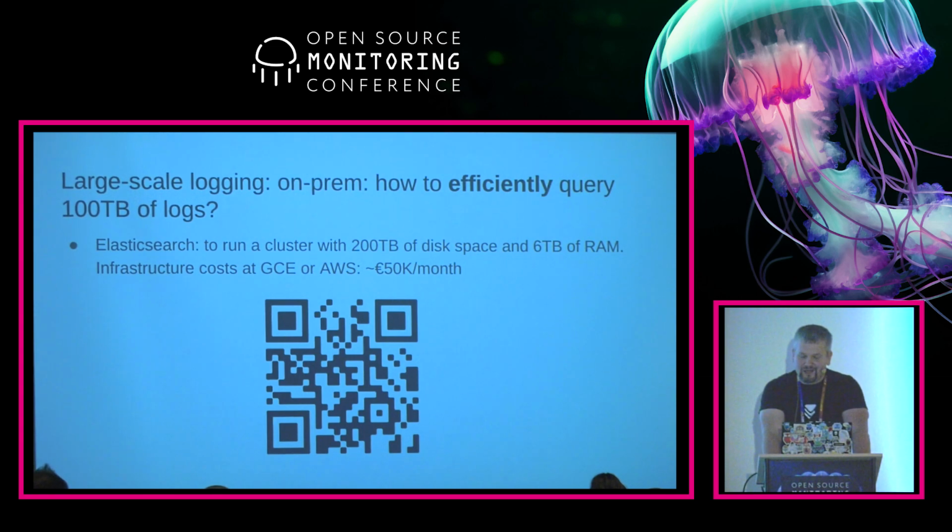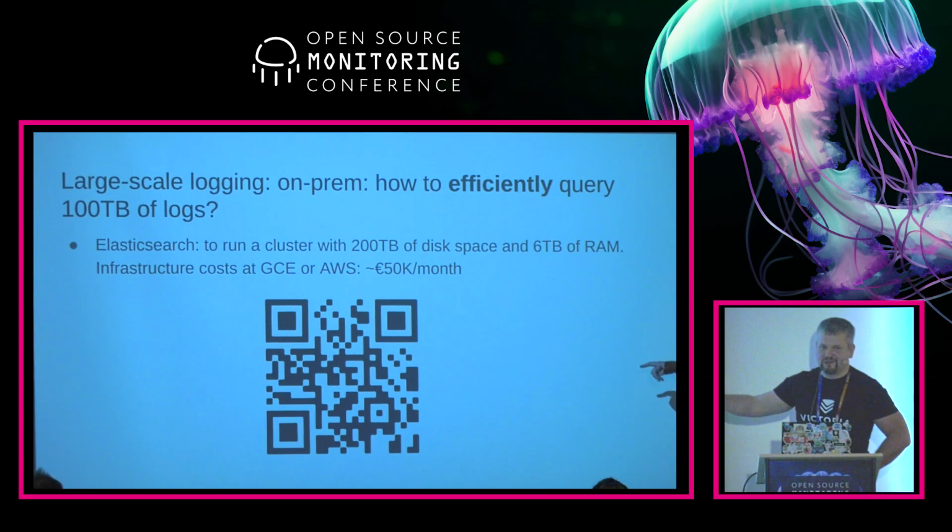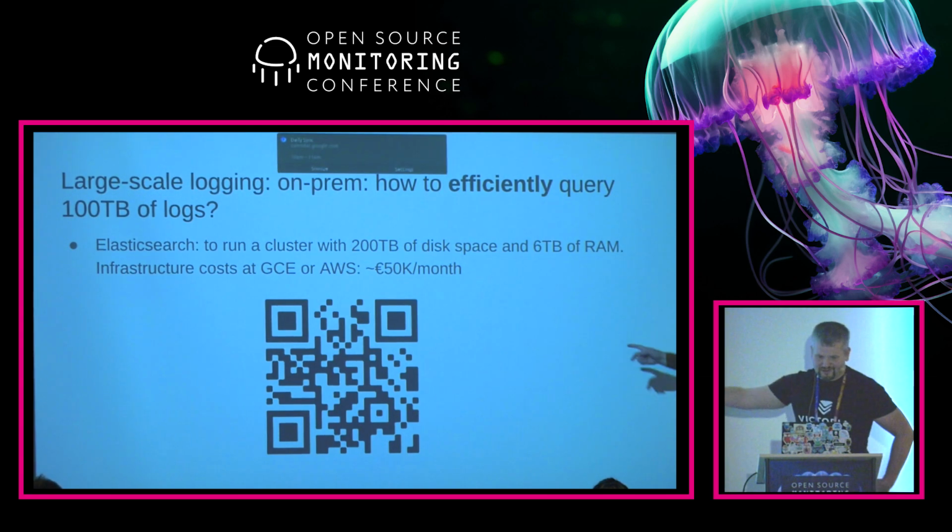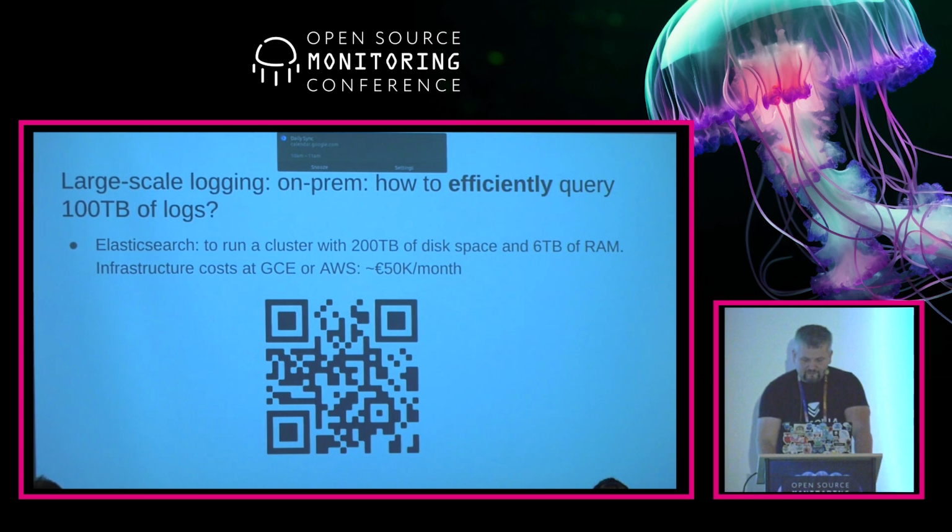Let's compare how to efficiently query 100 terabytes of logs on these systems. For Elasticsearch, you need to have a cluster with around 200 terabytes of disk space and 6 terabytes of memory. According to the article from Elasticsearch, you can go to this article by scanning this QR code. And such big infrastructure would cost you around 50,000 euros per month on popular Google Cloud or AWS.